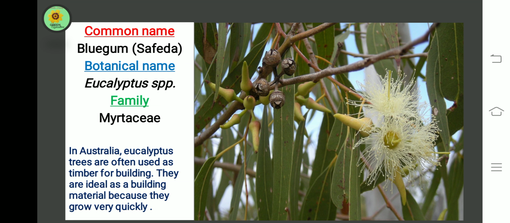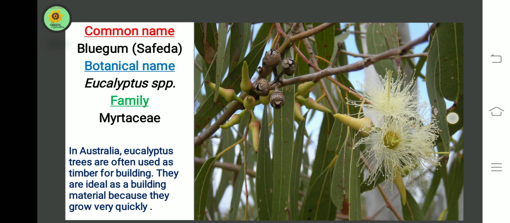Next plant is Safeda, common name Bulgum safeda, botanical name Eucalyptus species, belongs to Myrtaceae family. In Australia, eucalyptus trees are often used as timber for buildings. They are ideal as a building material because they grow very quickly. Eucalyptus have many uses which have made them economically important trees, and they have become a cash crop in poor areas.